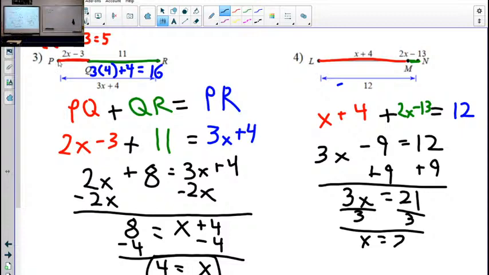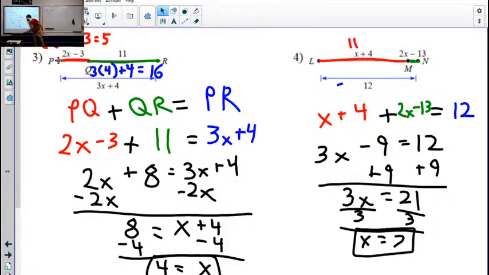So we get 7 for x on that one. And again, if we want to double check that it's working out the way it's supposed to, then let's plug it back in and double check that we're getting everything out properly. 7 and 4 is 11 here. So if this piece is 11 and the whole thing is 12, how far do we have to go to get to 12? Just 1.